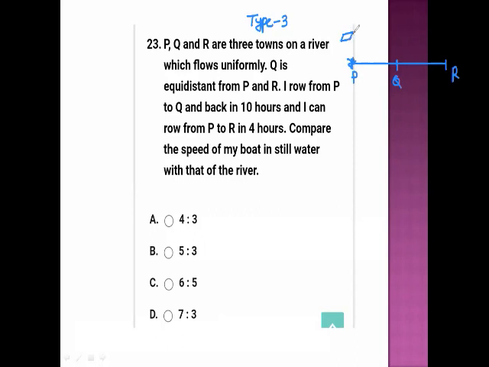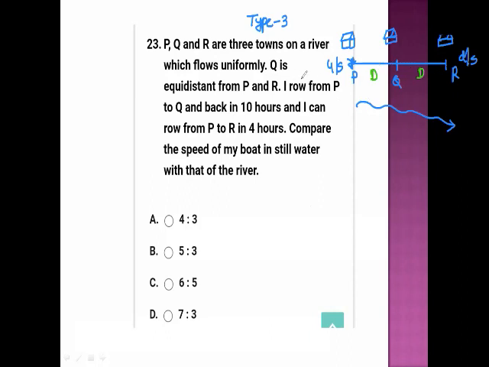You can see that this is a town. There is one town here, again another town here, and another town here. So these are the three towns on a river which flows uniformly. The river is flowing uniformly, always moving from the upstream side to the downstream side. So this I call the upstream side, and this I call the downstream side. The direction of the river I have also given there. Q is equidistant from P and R. If you take P to Q, the distance is the same.